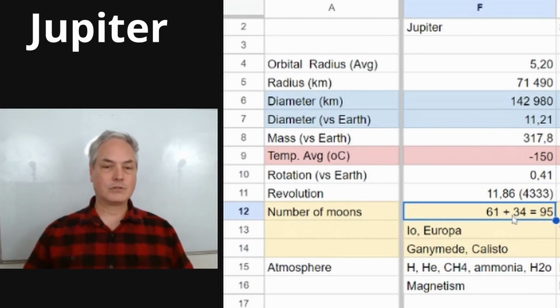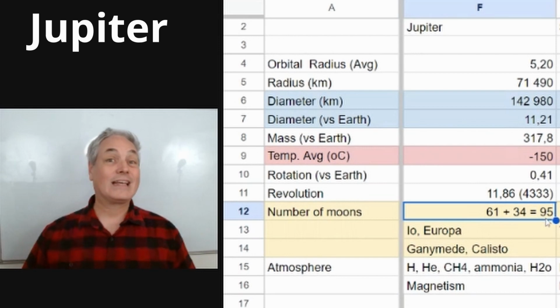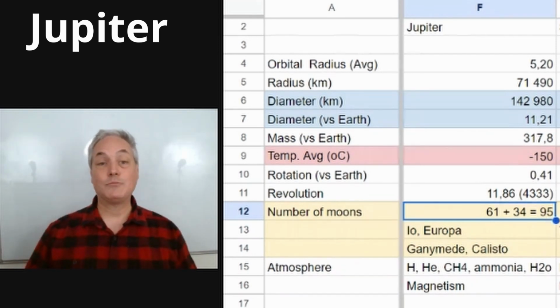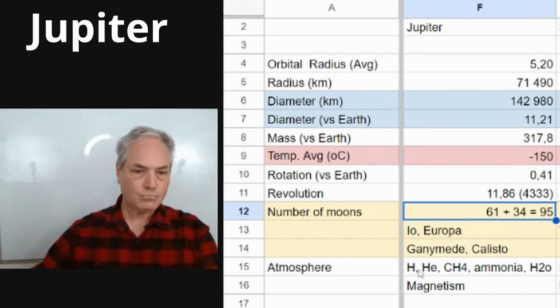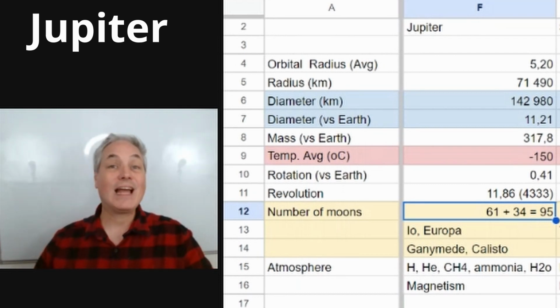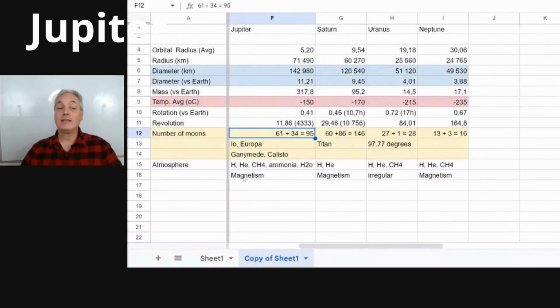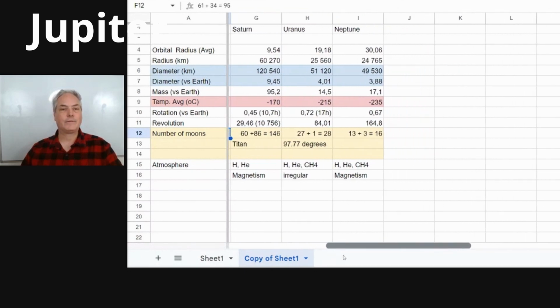But 61 is the number I had from the early 2000s, but there are now 95 recognized moons around Jupiter. It's quite good. Now, interesting with respect to the composition of the atmosphere, it's mostly hydrogen and helium. There's also methane, ammonia, and some water vapor. And that's what's creating all these nice little swirls on its surface. And there is a magnetic field for Jupiter. So this is fun information.